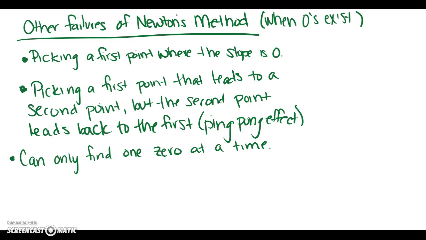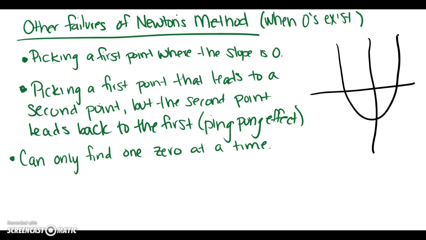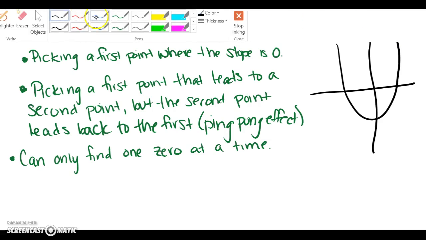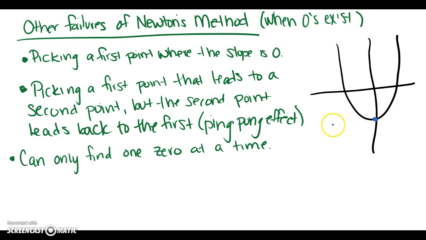Lastly, we have 3 warnings that we need to mention about Newton's method when zeros exist. The first one is that you could potentially pick a value where the slope is equal to 0, and then your tangent line won't necessarily cover the x-axis. So for example, if we've got this x squared function, and you happen to pick the point down at the bottom, you're going to end up getting a tangent line that's horizontal. Well, that line will never cross the x-axis, and you'll never get an updated value for your iterative process, which means you need to pick a new value.